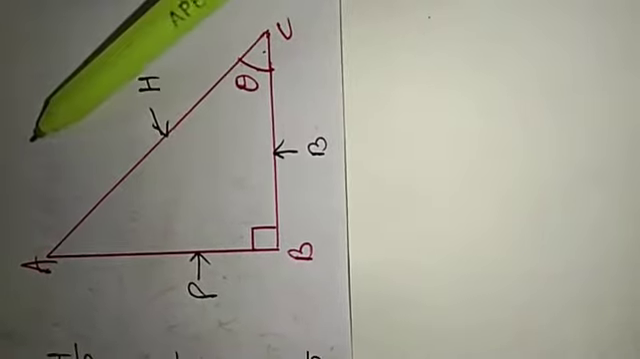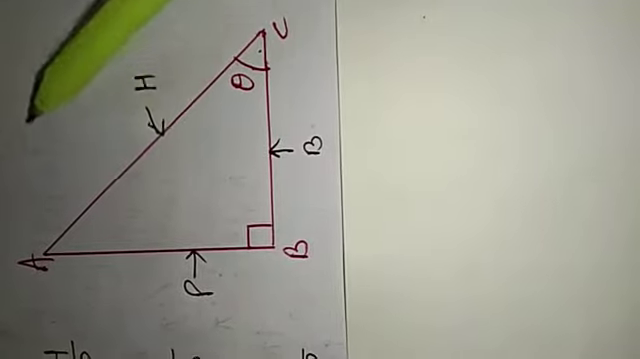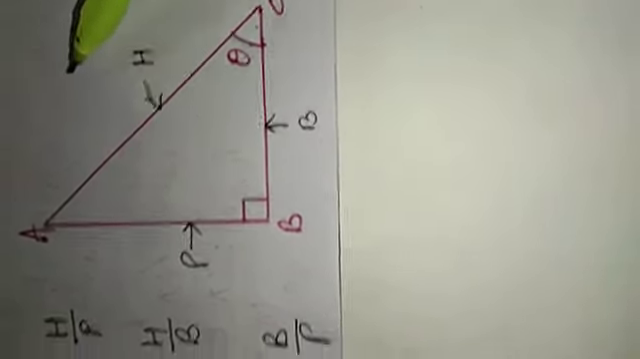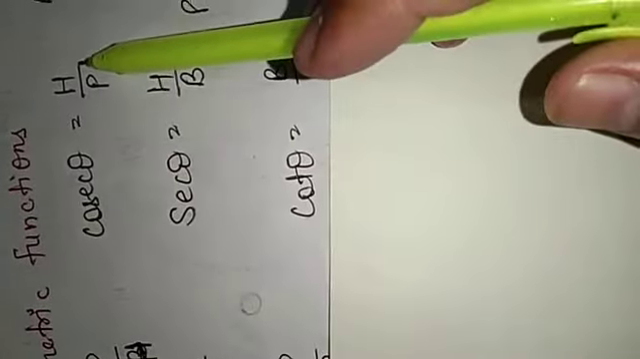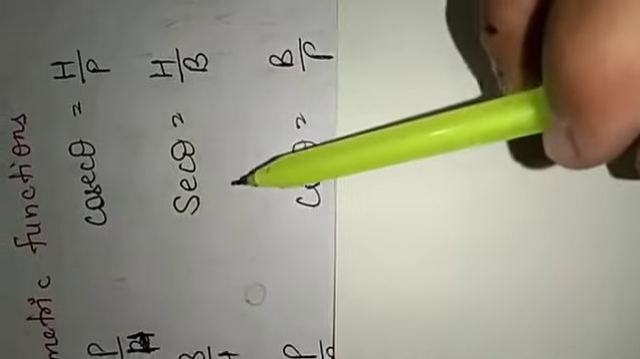So to study this chapter, first you should know how the trigonometry ratios are formed. Here sin theta is formed by perpendicular upon hypotenuse, and cos theta is formed by base upon hypotenuse. Tan theta is formed by perpendicular upon base, and cosec theta is formed by hypotenuse upon perpendicular, and sec theta is formed by hypotenuse upon base, and cot theta is formed by base upon perpendicular.